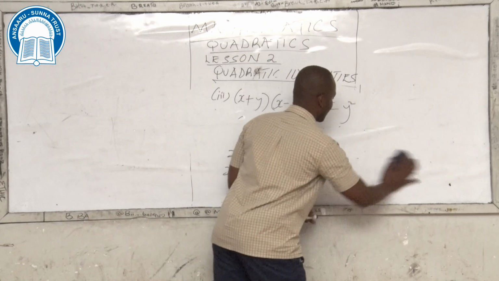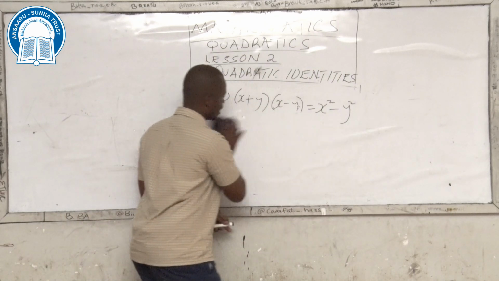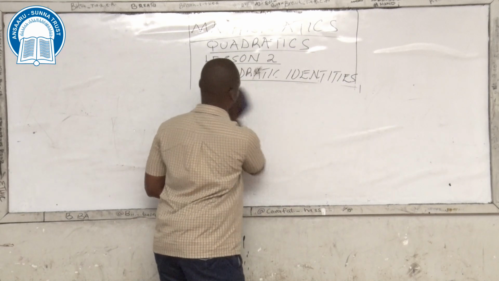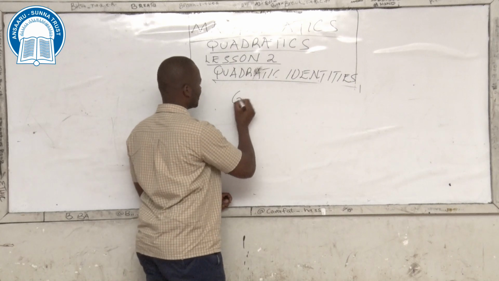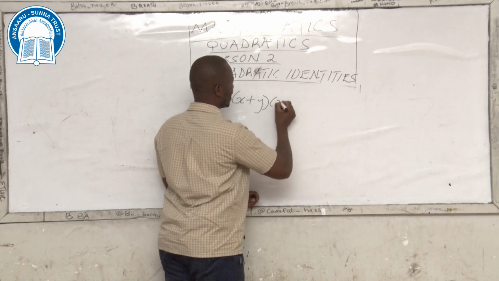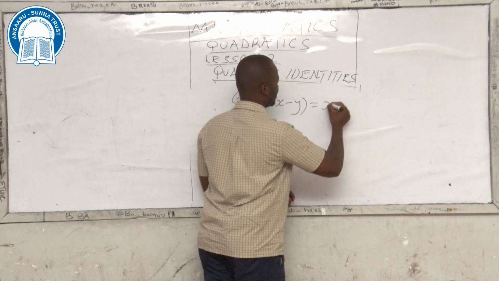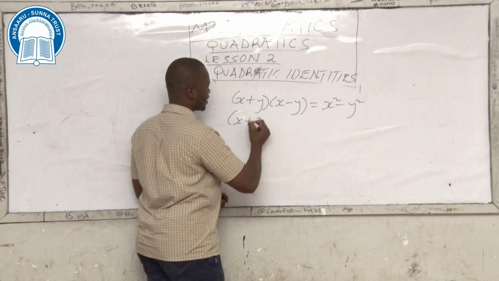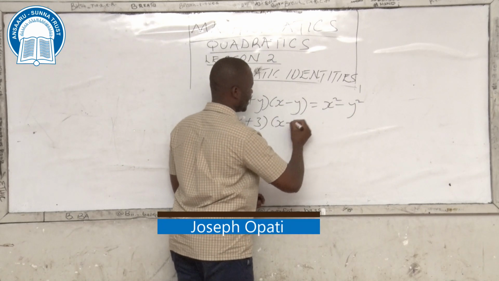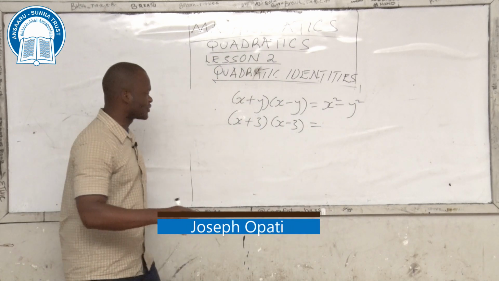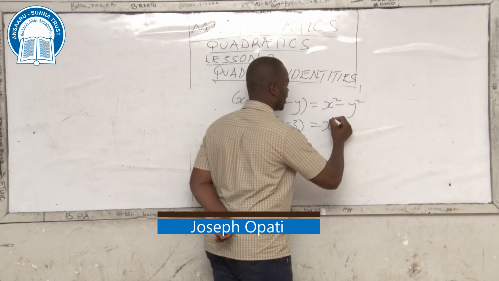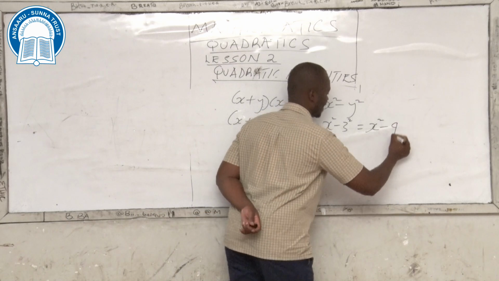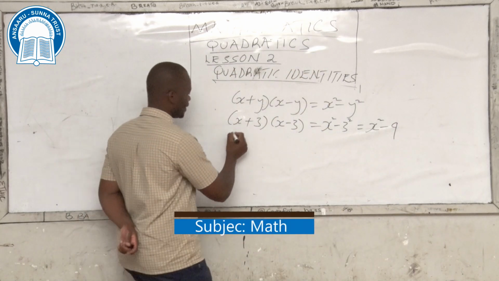So quickly, let me summarize that. Now recall, that's what we had as our third identity. Having x plus 3 times x minus 3, what will be the outcome? The outcome will be x squared minus 3 squared to give us what? x squared minus 9.